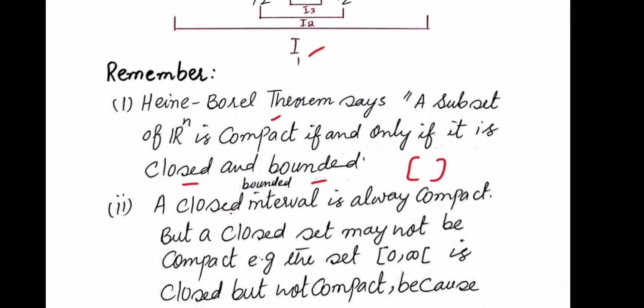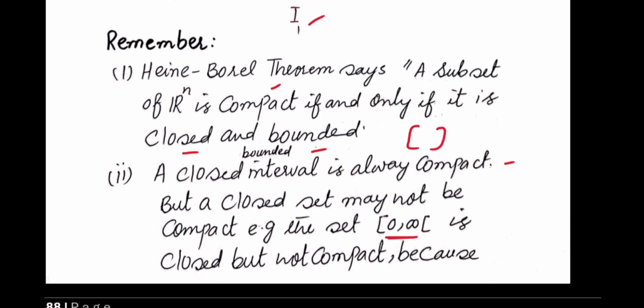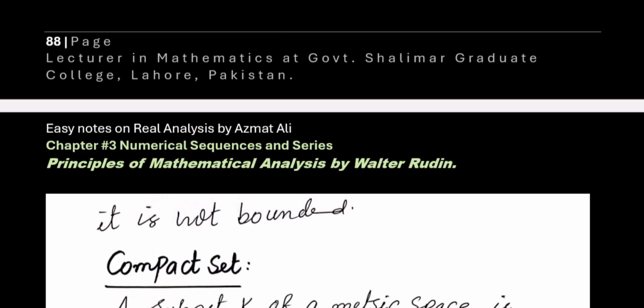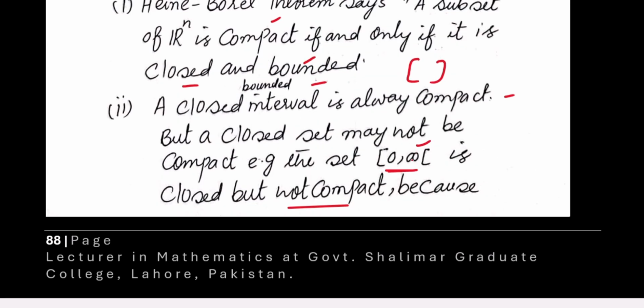Further, a closed bounded interval is always compact, but remember that a closed set may not be compact. For example, this is a closed set. How is this closed? We know from metric space or topology, a set is closed if it contains all of its limit points. So this set contains all of its limit points, that's why it is closed, but it is not a compact set, because for compactness it should be bounded. You can notice that this set is not bounded, this is an unbounded set. So this set is just closed but not bounded, but closed and bounded is always compact.